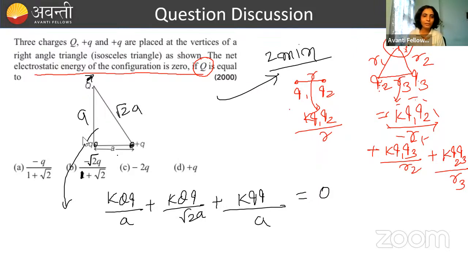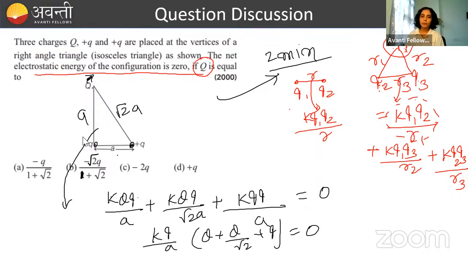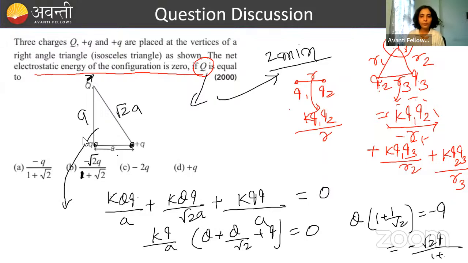So from here, what is common in all is K Q by A. Take that as common. Then you will get Q plus Q by root 2 plus Q, and that is equal to 0. So here you can see that Q(1 plus 1 by root 2) is equal to minus Q. So you have to calculate the value of Q. It will be equal to minus root 2 Q by 1 plus root 2. That is going to be the answer. So the correct answer will be B.